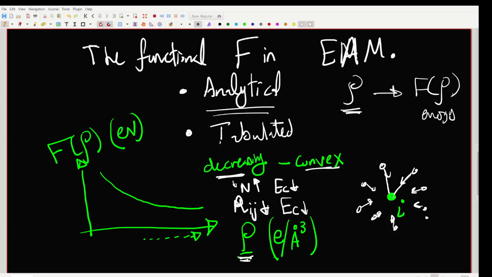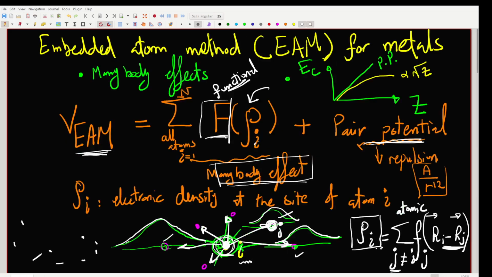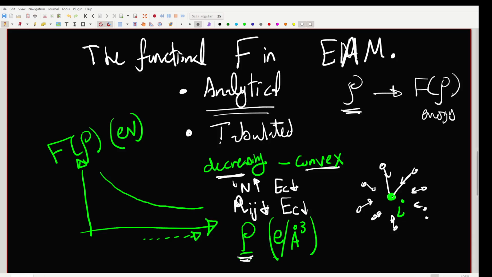Why it has to be convex, that's actually a little bit subtle. Subtle because this convexity, and let me go back, it actually accounts for this nonlinearity in the cohesive energy versus the number of neighbors. And let me illustrate this. Let's go to the second page one more time.